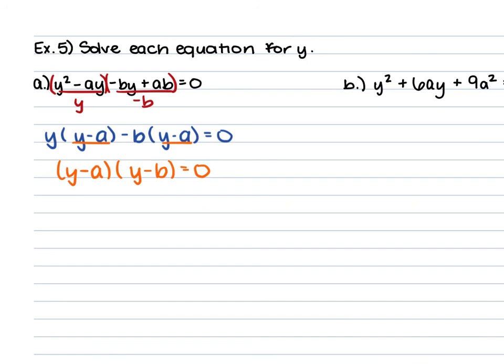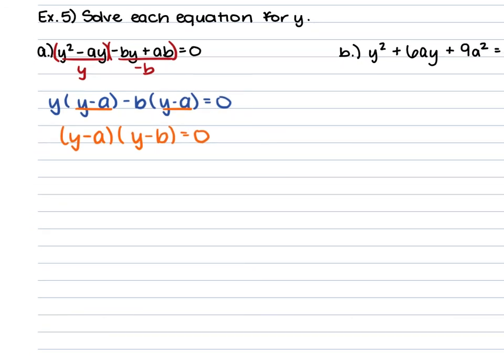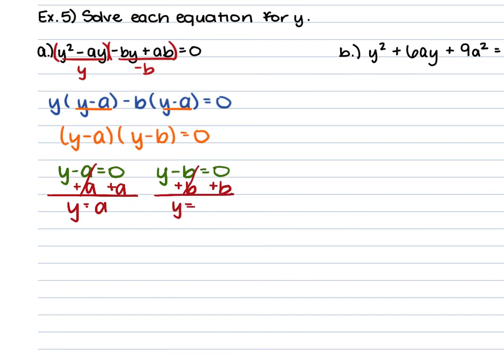Now from here, since we're all factored out, we can set each part equal to 0 and solve for y. So this is going to be y minus a is equal to 0, as well as y minus b is equal to 0. We solve each of these for y. We move the a over by adding a to both sides. We get y is equal to a. We move the b over by adding b to both sides, and we get that y is equal to b. So two solutions here. Y is equal to a, and y is equal to b.